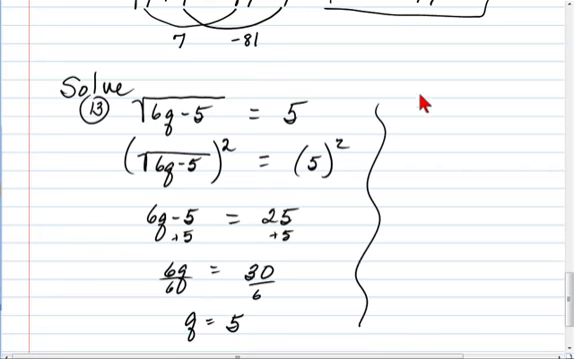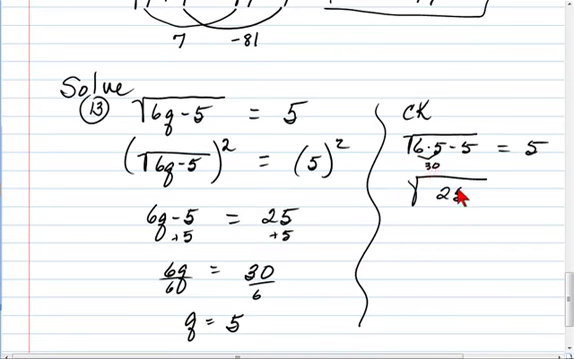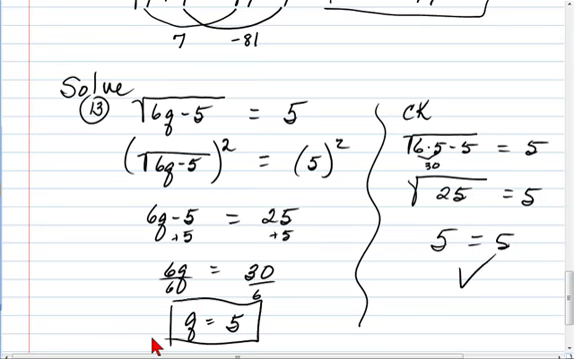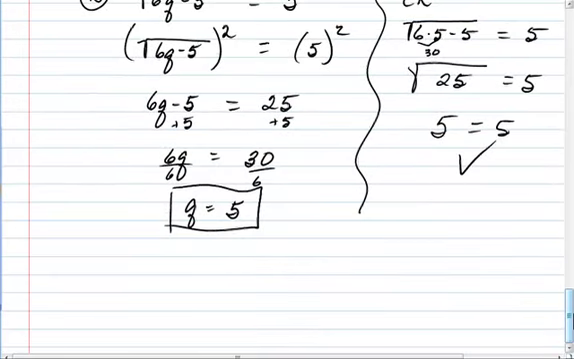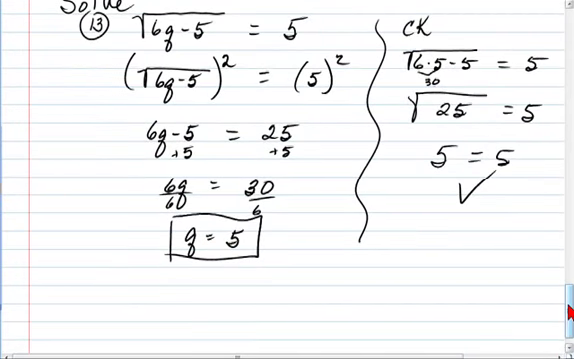You would need to check this to see if it's extraneous. That's the square root of 6 times 5 minus 5 is supposed to equal 5. That's the square root of 30 minus 5 is 25. So the square root of 25 is 5. That's equal to 5. It checks. That means that that's my answer. If no solution is the answer, then that'll be one of the answer choices.